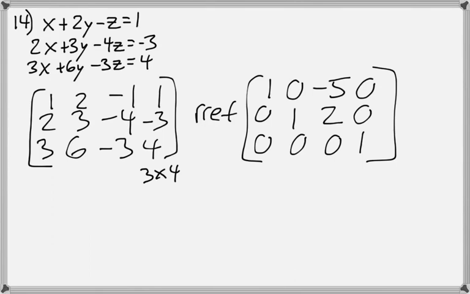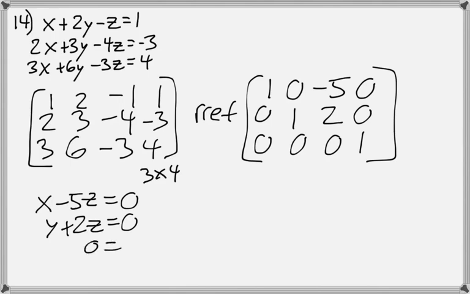So let's retranslate this back into a system of equations to see what's going on. So it'll be x minus 5z is equal to 0, and y plus 2z is equal to 0, and then 0 is equal to 1. So this is a false statement. So because that is a false statement, this is going to be no solution.